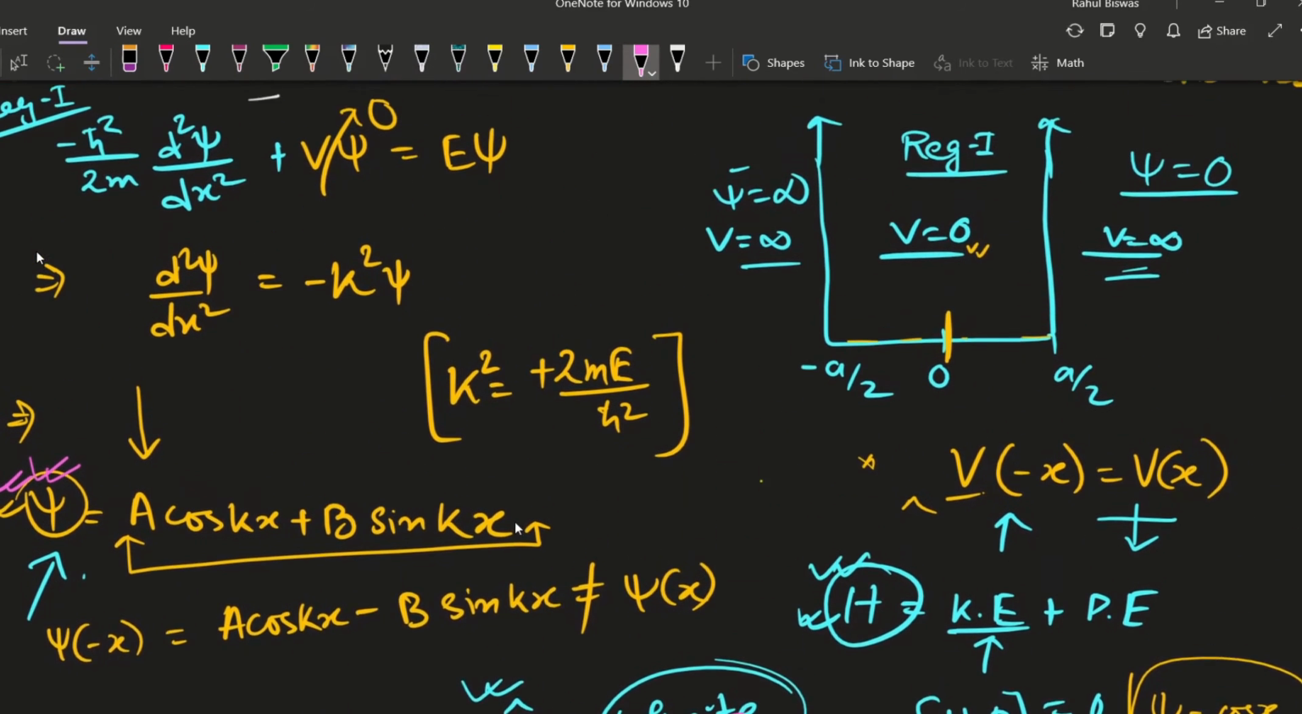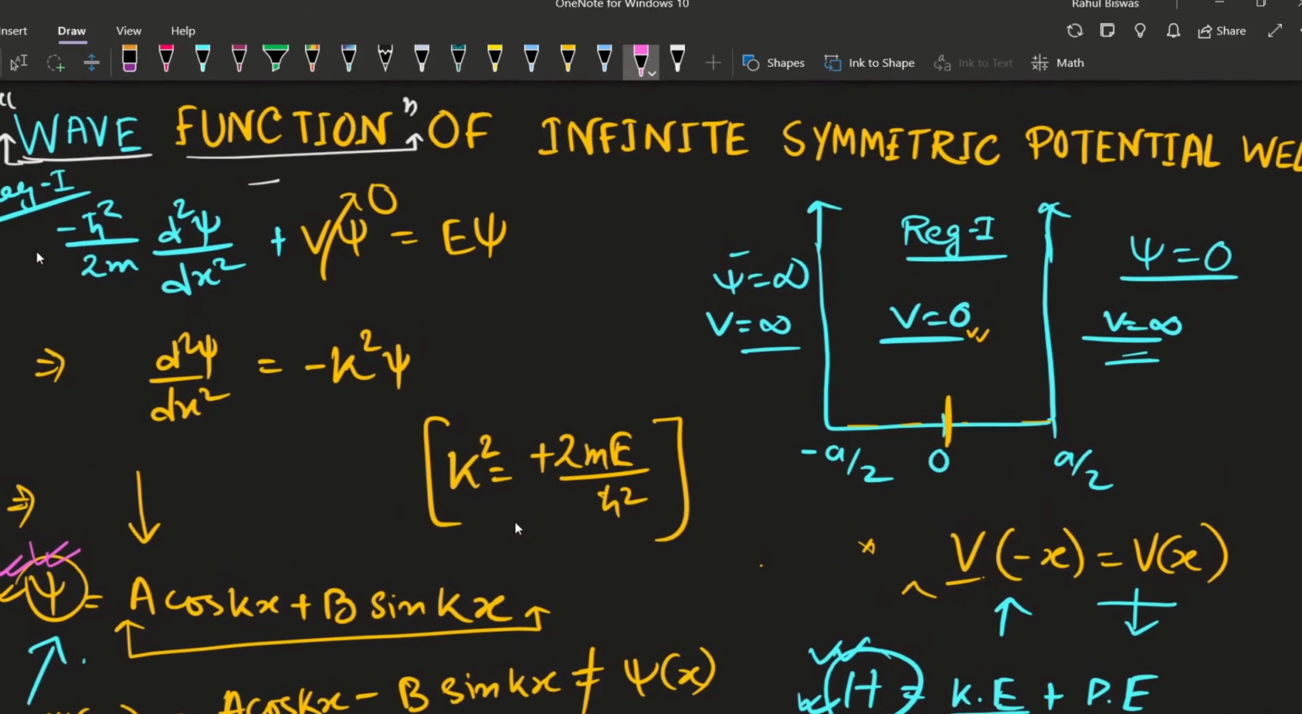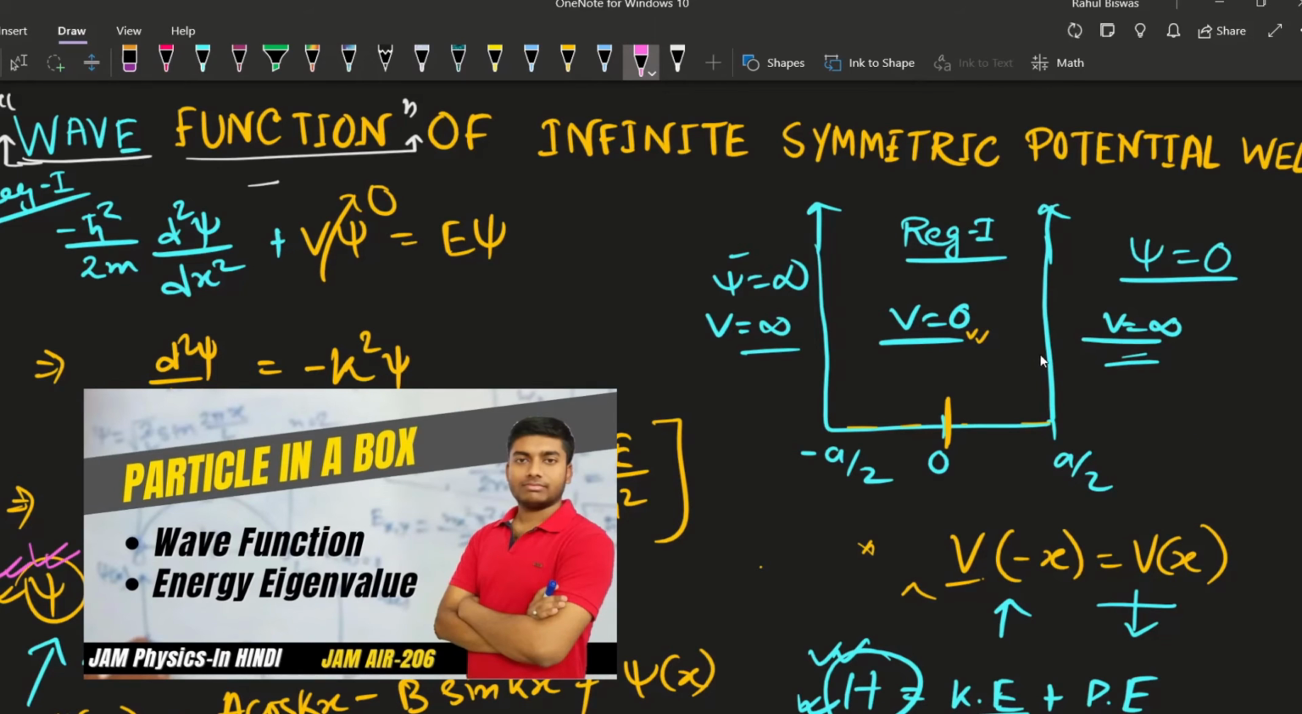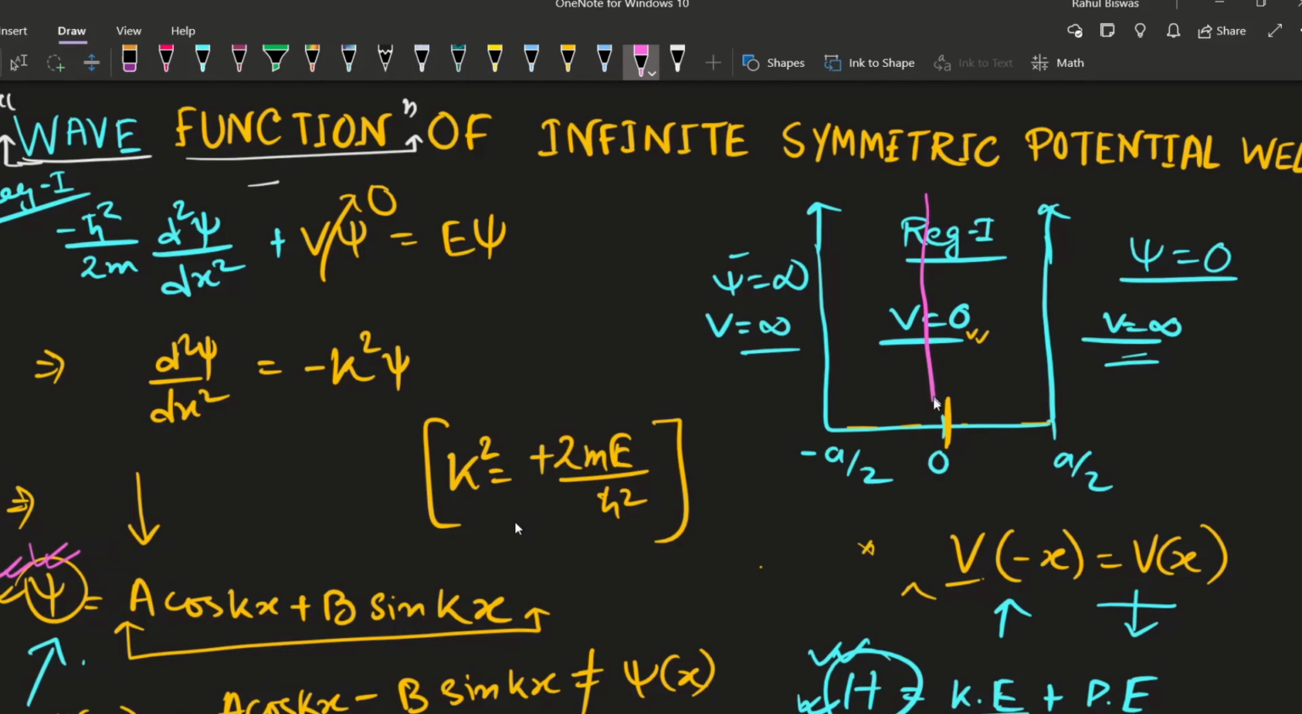Now, how do we find the proper wave function for the symmetric potential well? Let us recall the case of the asymmetric potential well. I have discussed it in a particular video, and the link of the video you will find in the description box. What is the asymmetric potential well? That looks like this. This was 0, this was a. This was our asymmetric potential well.